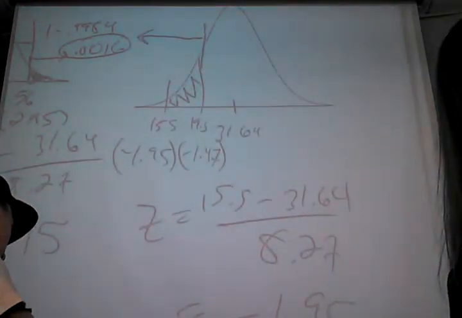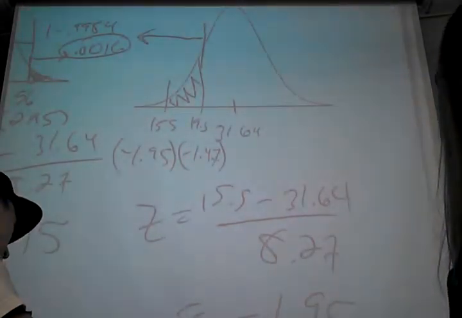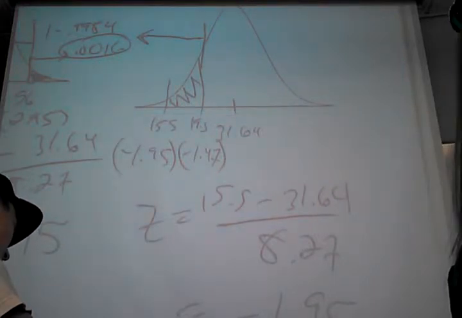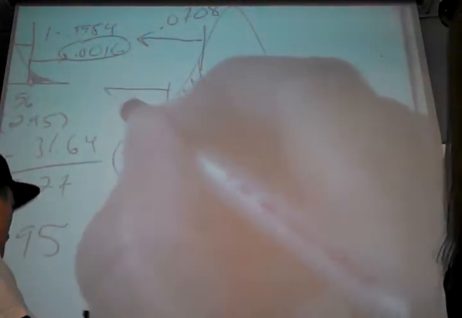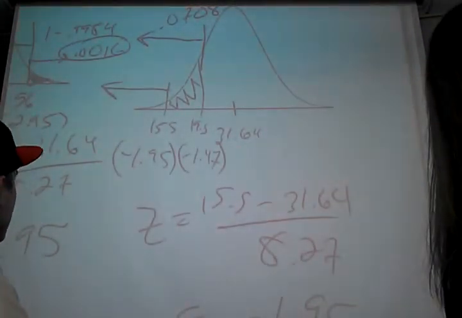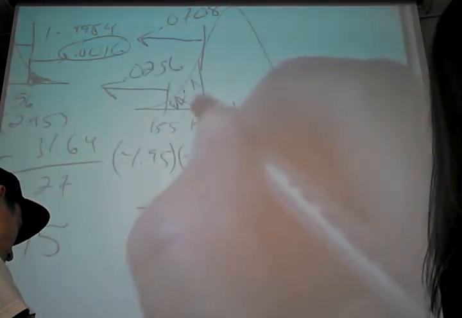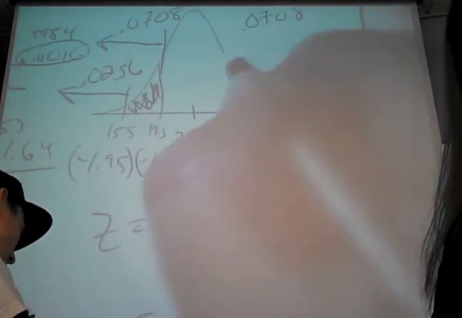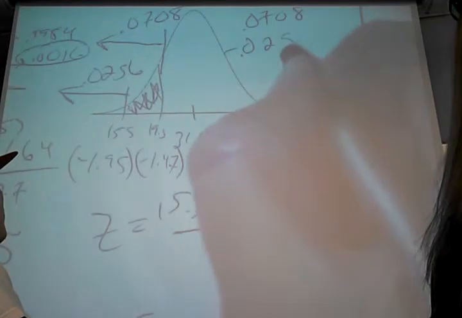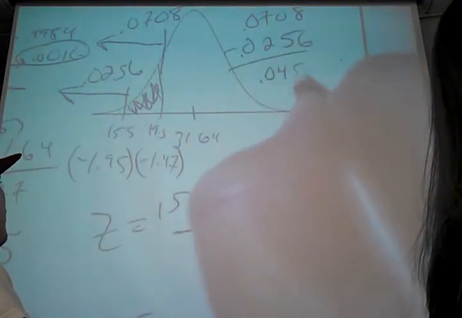And then we look at negative 1.95. 0.256, I like it. So what's the area in between? 0.452? Yeah. Coolness. So about 4.5% of the students would be out there for between 15.5 and 19.5 minutes looking for a spot.